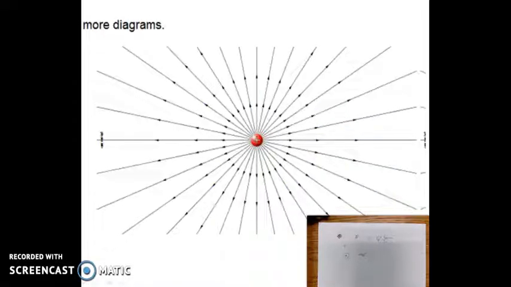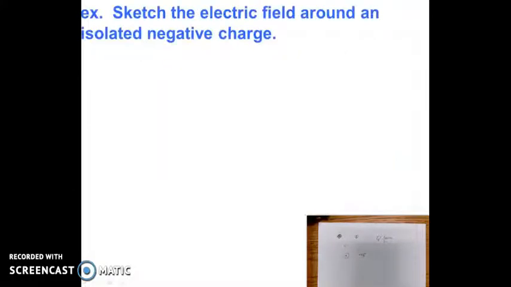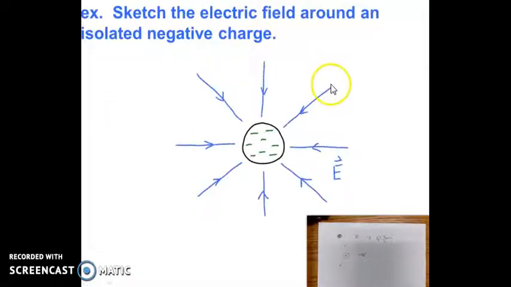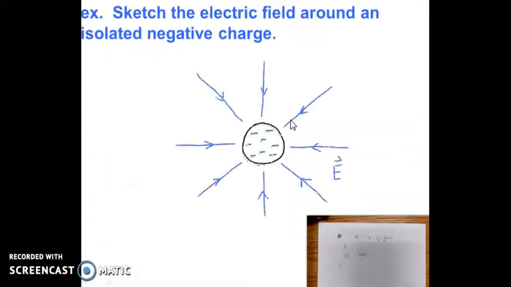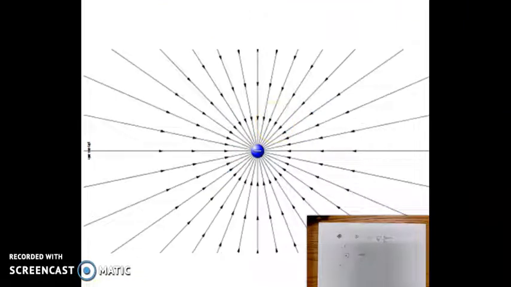This one has a lot more lines. The lines don't really exist, but you can see where the lines are close together. The field is strong. The lines are far away. The field is weak. And if we had a negatively charged object, the lines would be inward because a positive charge gets pushed inward. So we're basically defining that the lines go away from a plus and the lines go toward a minus.